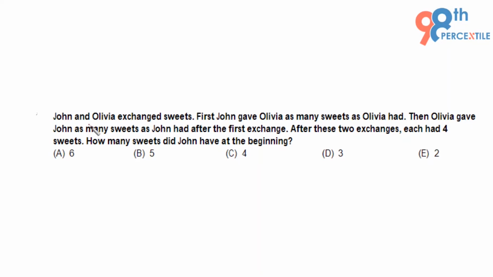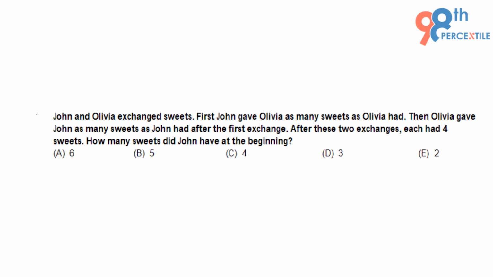John and Olivia exchanged sweets. First, John gave Olivia as many sweets as Olivia had. Then Olivia gave John as many sweets as John had after the first exchange. After these two exchanges, each had four sweets. How many sweets did John have at the beginning?